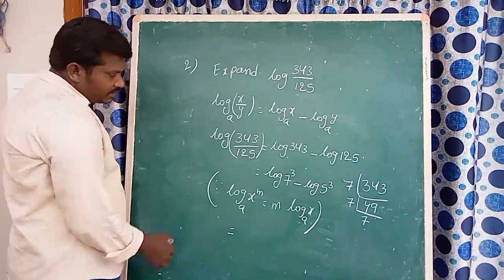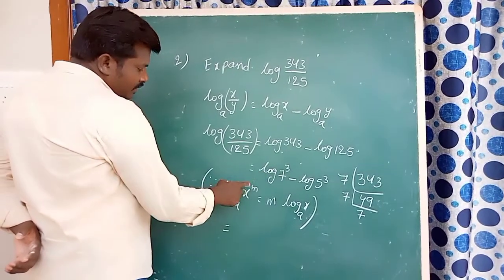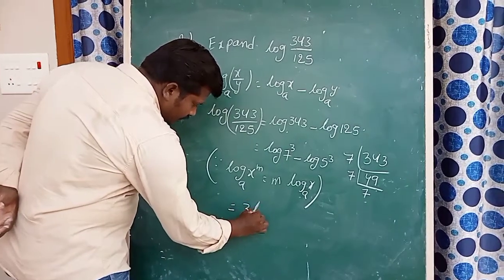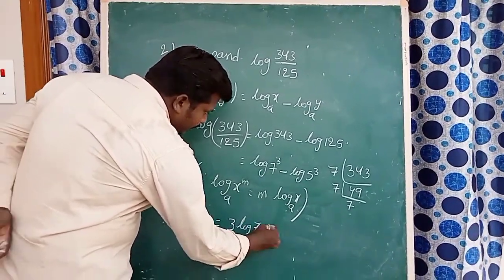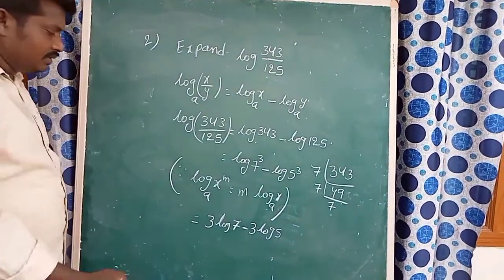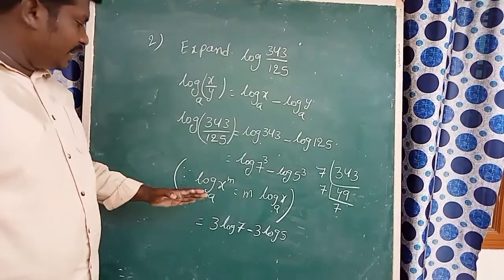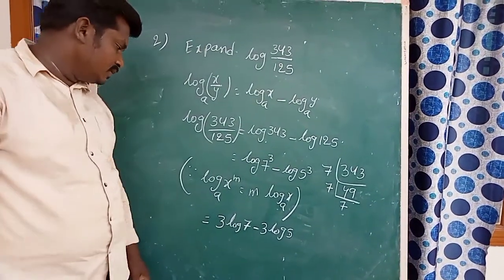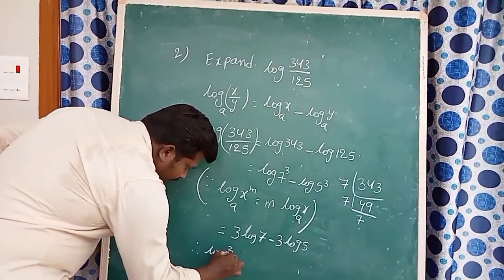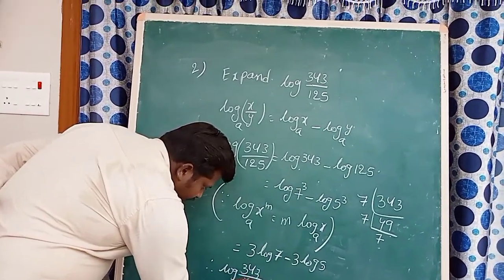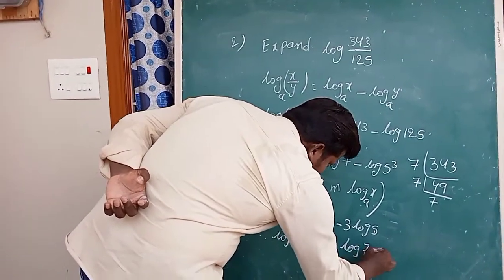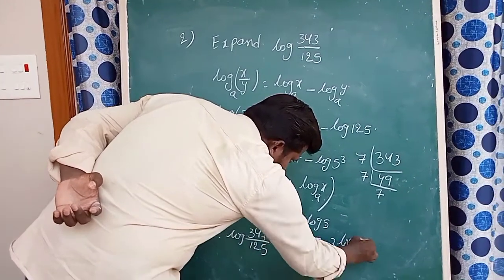Okay, here compare this one. x value is 7, power value m is 3. So that's why 3 log 7 minus 3 log 5. That's all. That is the expansion of the given problem. So finally write down, therefore log 343 divided by 125 is equal to 3 log 7 minus 3 log 5. That's all.